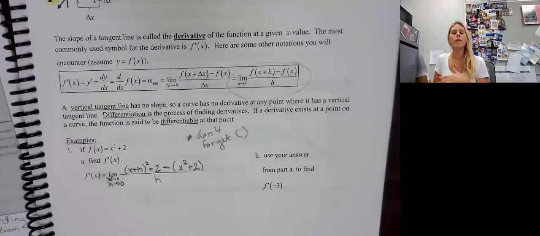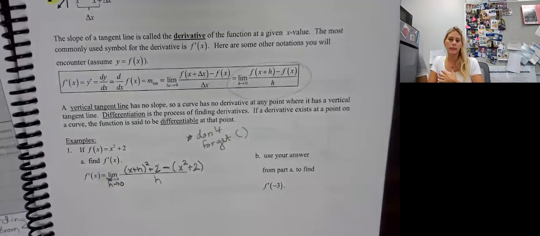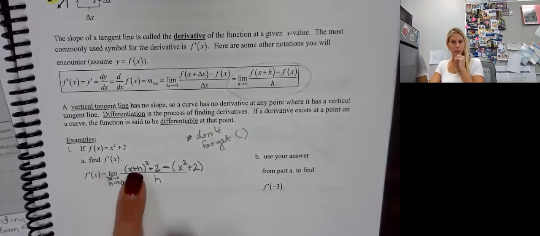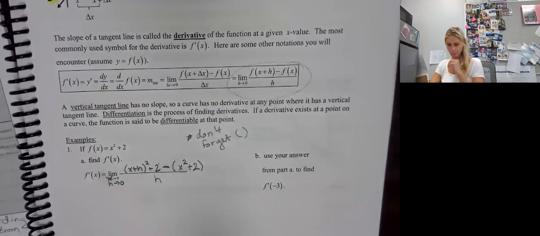Now, of course, if we looked at this right now and we plugged in 0, we would have a number over 0, which we know is undefined. We can't deal with that. So I need you to simplify first, okay? Next trick part of it is this x plus h squared. You need to remember that you need to FOIL that.